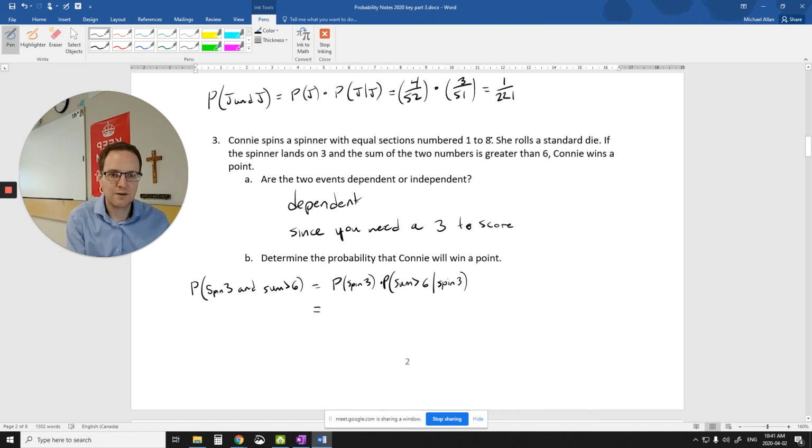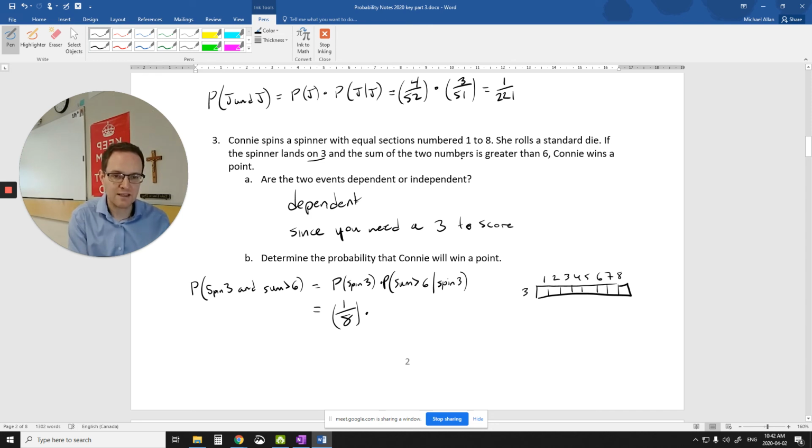So the spin of 3 is pretty easy. There's 1 out of 8 chances. There's numbers 1 to 8, and I want to spin a 3 and only a 3. So there's a 1 in 8 chance that she's going to spin a 3. Okay? Now, once she's spun a 3, my sample space has changed. I've spun a 3, and I have a dice with 1, 2, 3, 4, 5, 6, 7, 8.